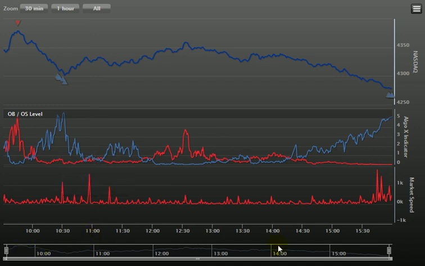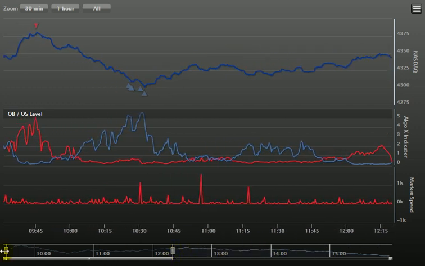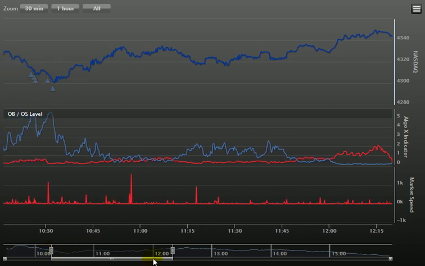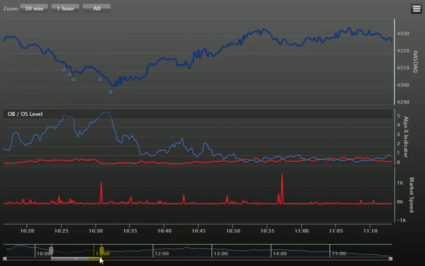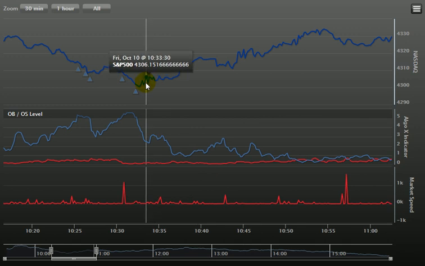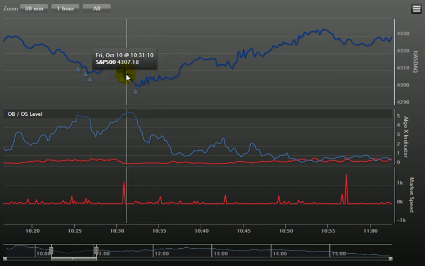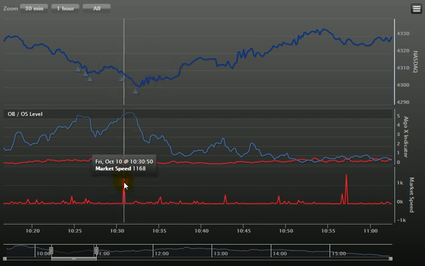Down here you have a small navigator of the day. You can see that it's sectioned off. So here you can zoom in into one section of the day. For example, if you just wanted to zoom into when the oversold indications came, you can zoom right into that spot, and it can help you see exactly where those spots were and exactly what happened at that time, all the crossings that happened at that time.